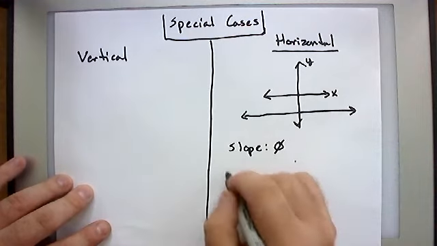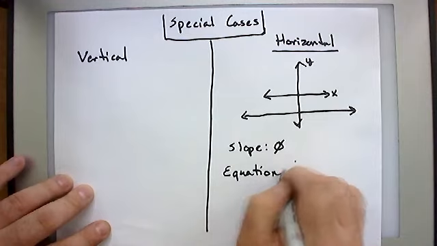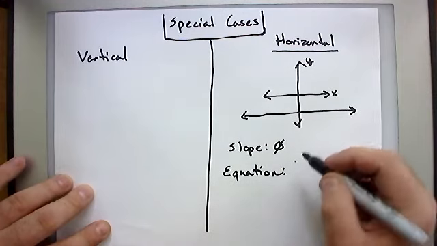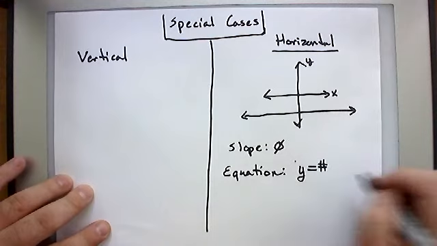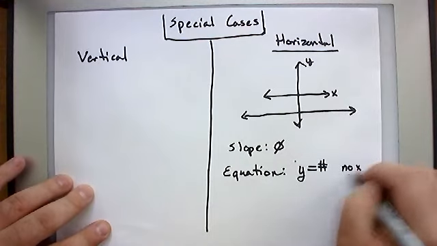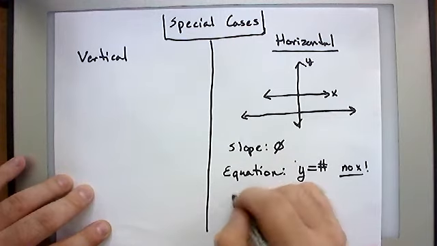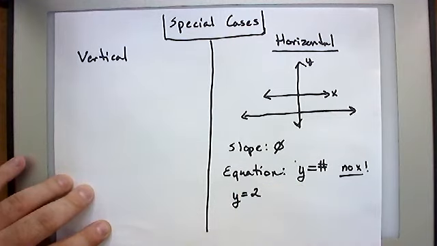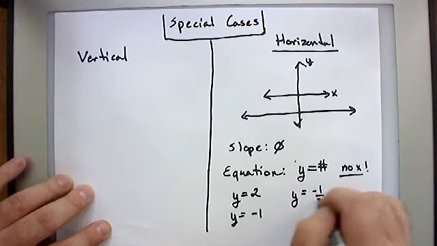The thing that makes these a bit of a pain is they have different equations. The equation is not y equals mx plus b. The equation here is going to be y equals some number, and there will be no x. This is important. So, some examples here. It might look like y equals 2. That's a horizontal line. It might look like y equals -1. That's a horizontal line. It might look like y equals -1/3. These are all horizontal lines, okay?